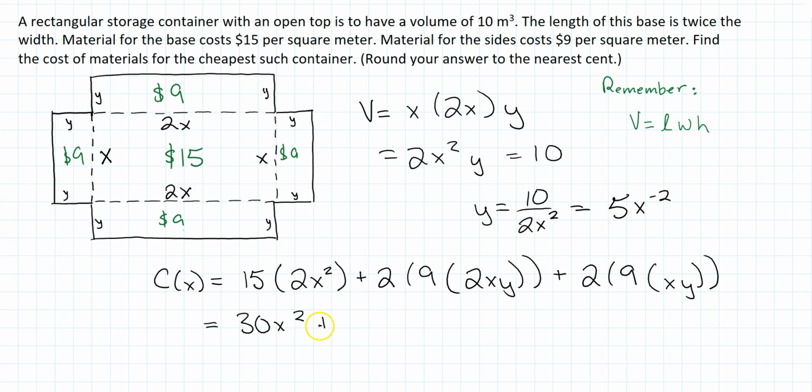And then here, my y, I'm going to be plugging in 5x to the negative 2 for that. So I've got, let's see, 9 times 2 times 2, that's going to give me 36x times 5x to the negative 2. So I've just multiplied everything together and plugged in the y. Same idea here. Now I'm going to have 18x times 5x to the negative 2.